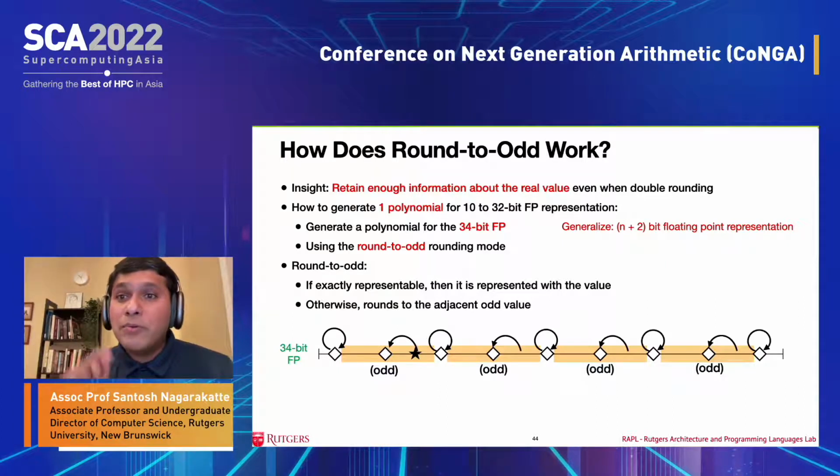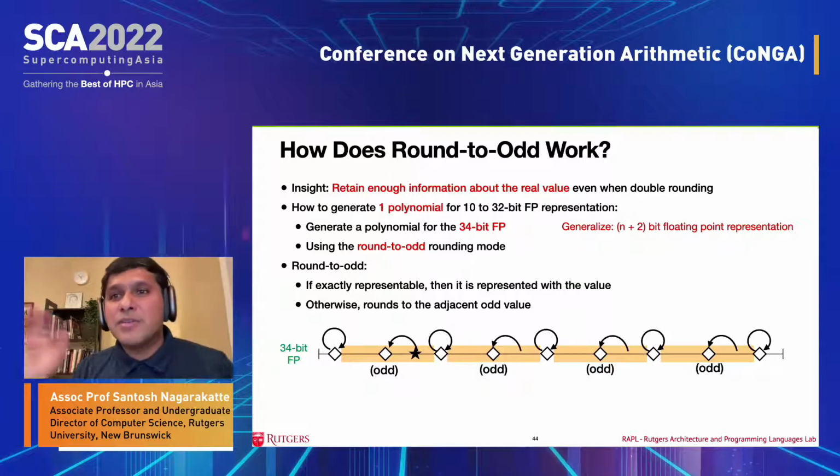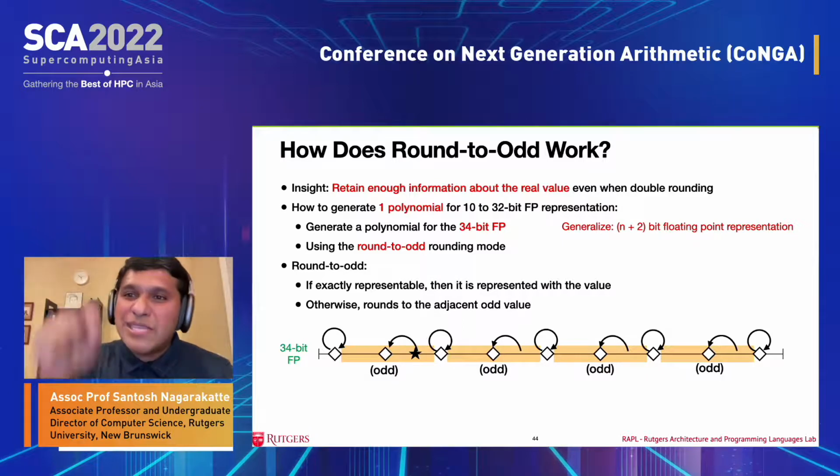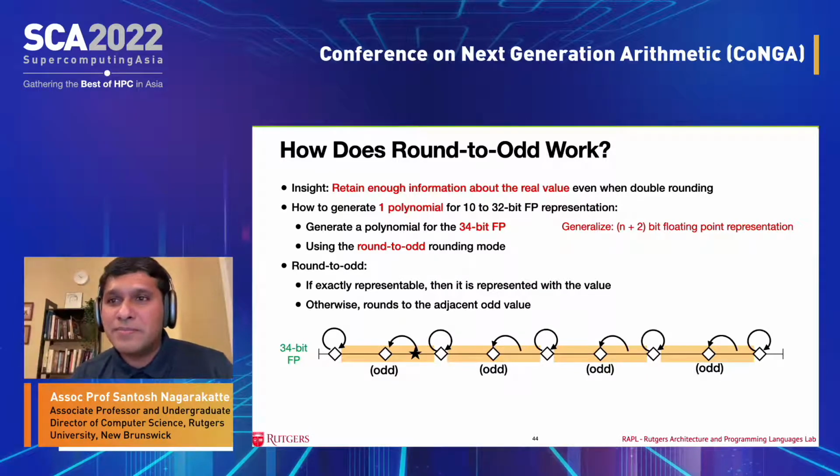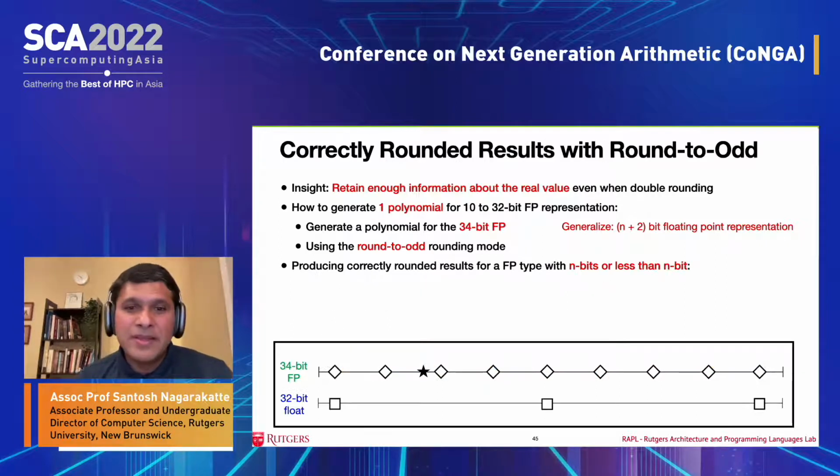The round to odd mode exactly preserves this information. This is why you have n plus 2 bits, and the round to odd mode exactly preserves the same sticky bit and the same rounding bit, and the truncated value is unchanged. And this is why this works.